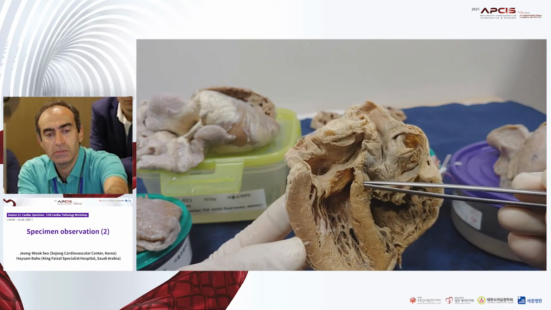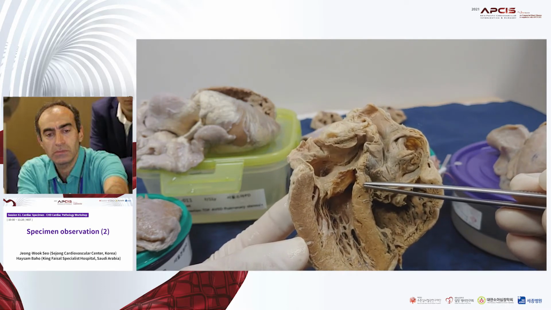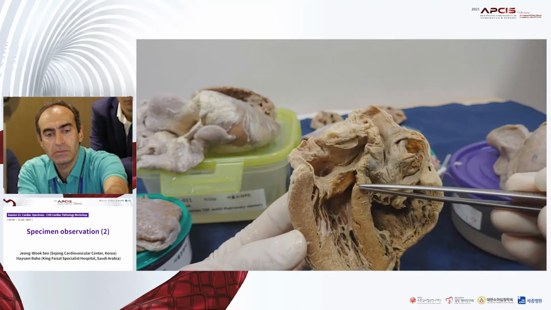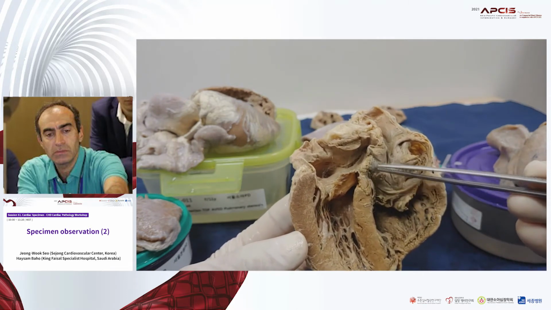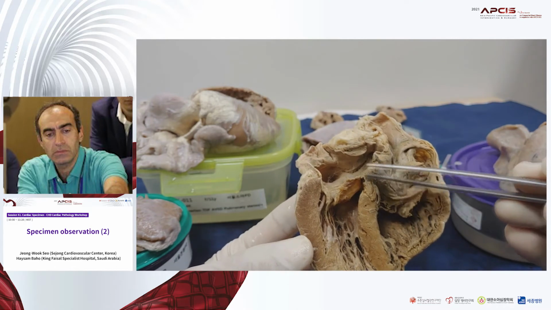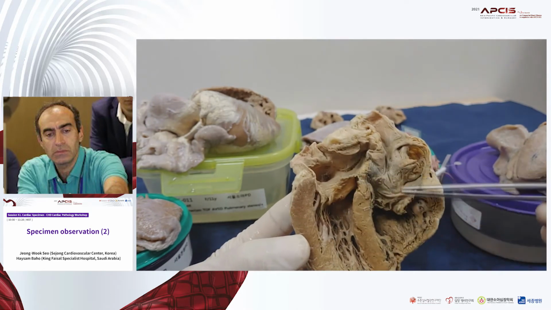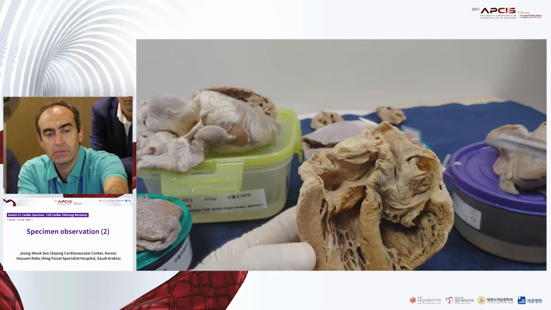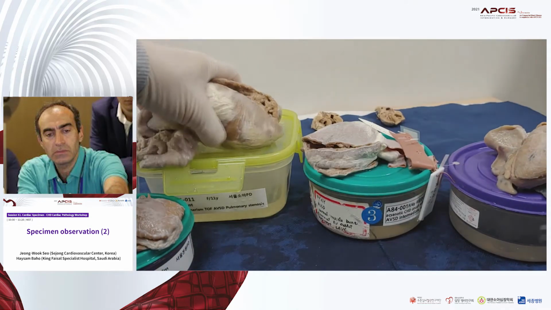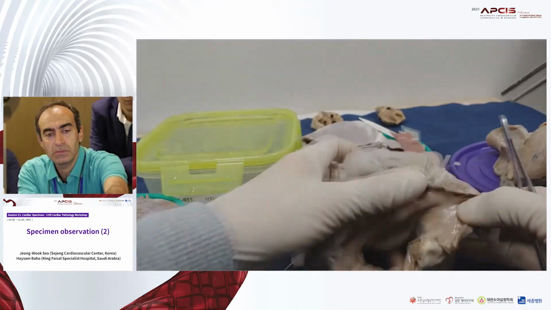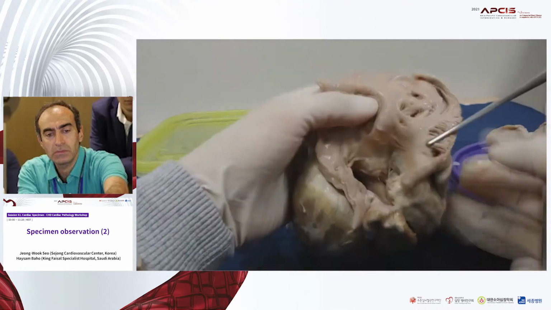However, sometimes the defect can include not only this part of the septum, but this entire center of the heart, including the mitral and the tricuspid valve, so that both the mitral and tricuspid valve are fused together, and that's called the AV septal defect, as we will see in this next specimen, atrioventricular septal defect.